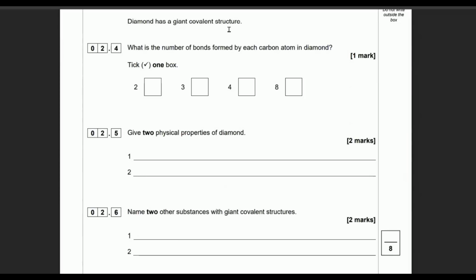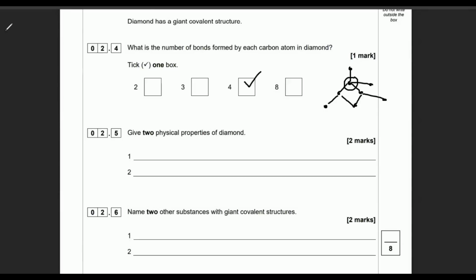2.4, diamond has a giant covalent structure. What is the number of bonds formed of each carbon atom in diamond? So diamond has a giant covalent structure. Check out my very bad drawing of diamond. So diamond, each carbon atom is actually bonded to 4 others, which is a little bit hard to draw, to be honest. But each carbon atom is bonded to 1, 2, 3, 4 others. It's in group 4, and the group number is the total number of bonds that carbon can have: 4.